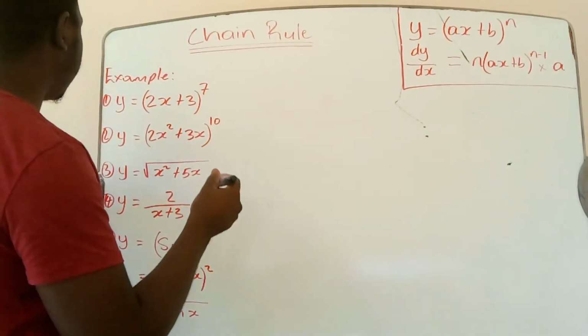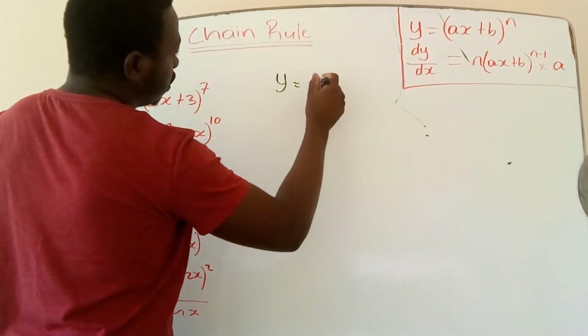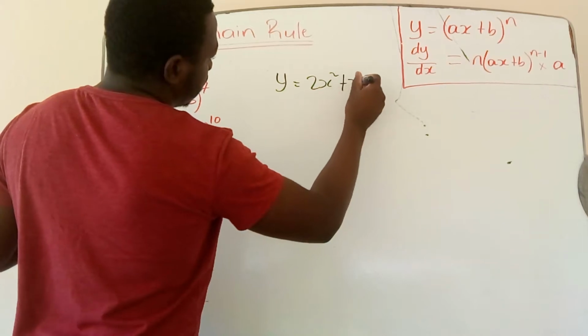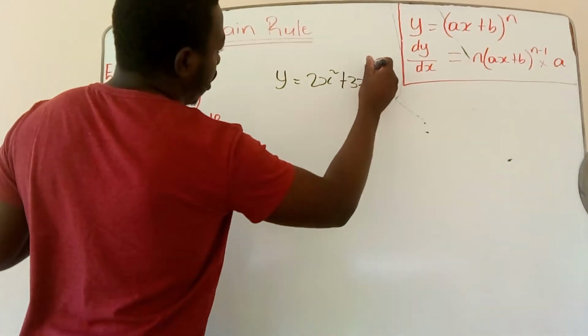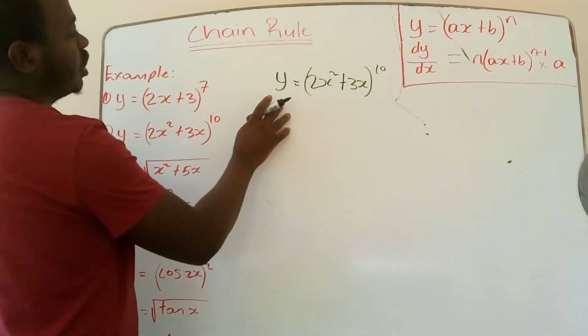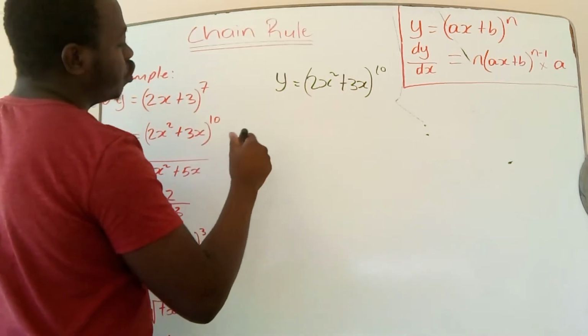Let's look at example 2. We have y is equal to (2x² + 3x), all of that raised to the 10th power. You are asked to differentiate this function with respect to x. You must use the chain rule.